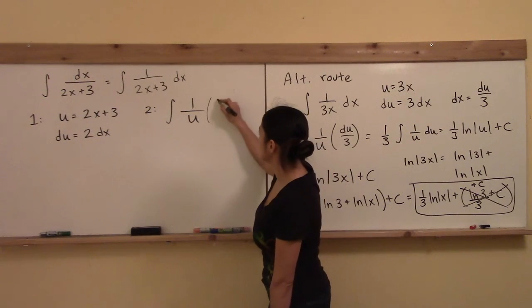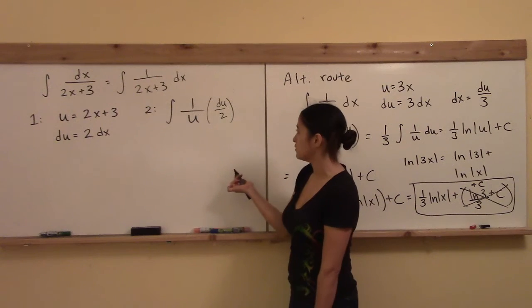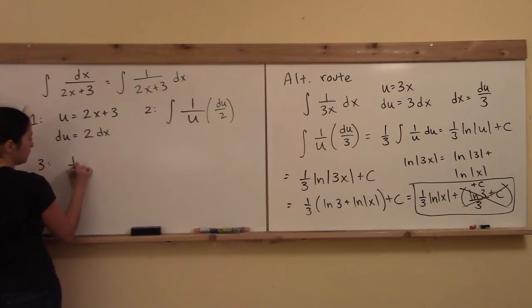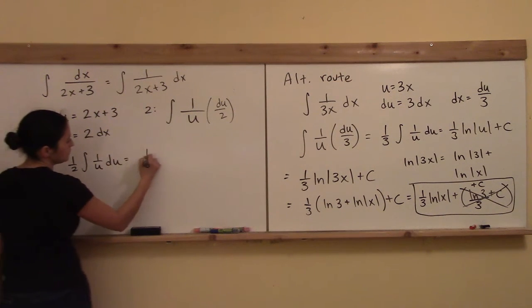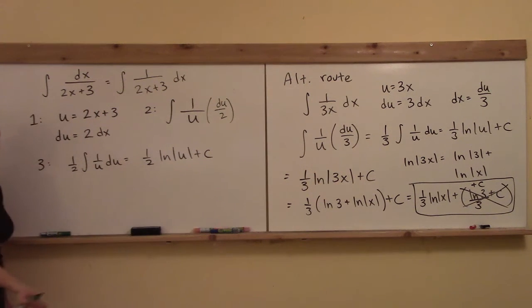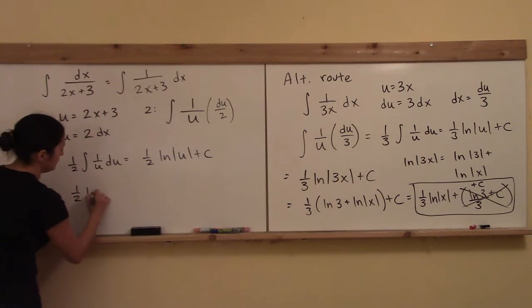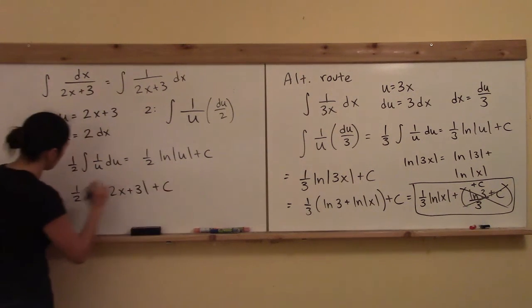So 1 dx is actually just half of a du. du over 2, right? Okay, so that's step 2. And then in step 3, I'll pull the 1/2 out, and I'll integrate 1 over u du to become, carrying the 1/2 through, the log of the absolute value of u plus c. Okay, and then in my final step here, I will rewrite that using the function of x that I started with. And don't forget the absolute values.